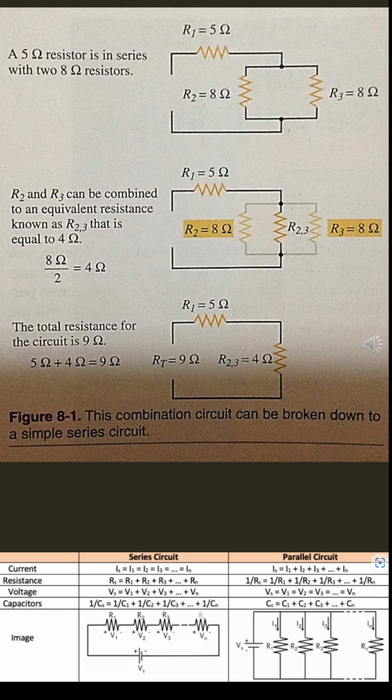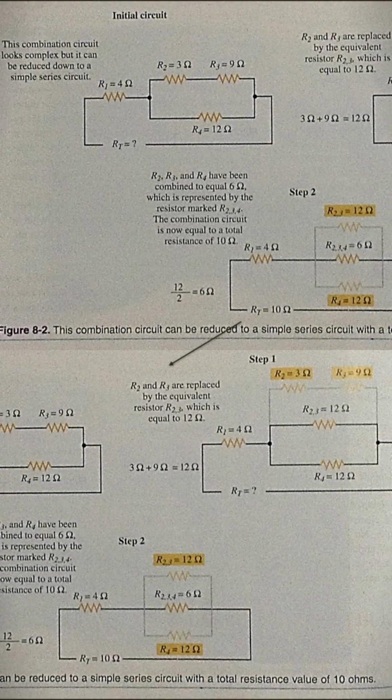Once the new resistor, R23, is drawn in series with the 5-ohm resistor, R1, you can see that what is left is a simple series circuit. The resistances in the new series circuit are then added, and the total resistance of 9 ohms is calculated. In the second example, the circuit is just a little more complicated. One more step must be taken when reducing the circuit.